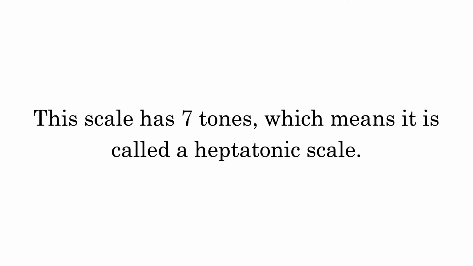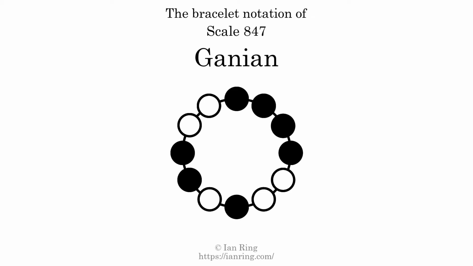This scale has 7 tones, which means it is called a heptatonic scale. This is a bracelet notation diagram of scale 847. The shaded circles represent tones that appear in the scale, and they are read clockwise, starting at the top.